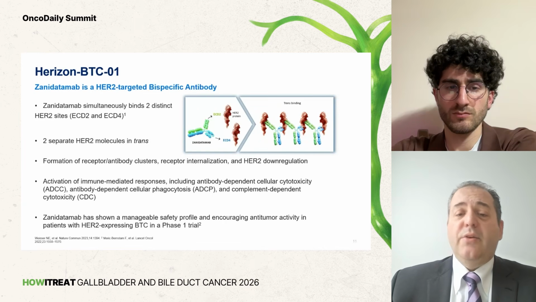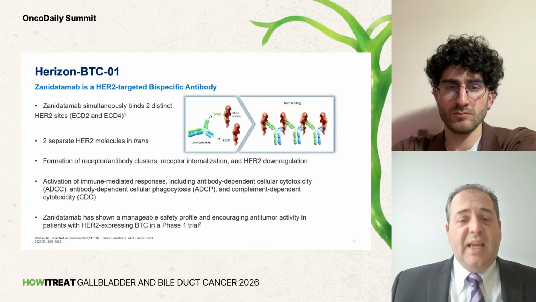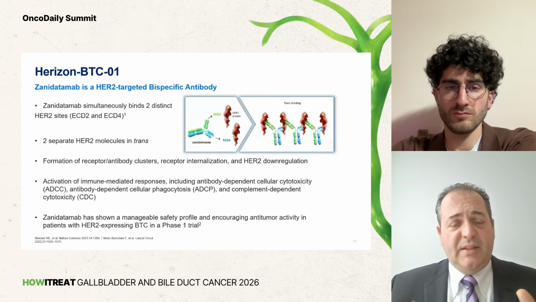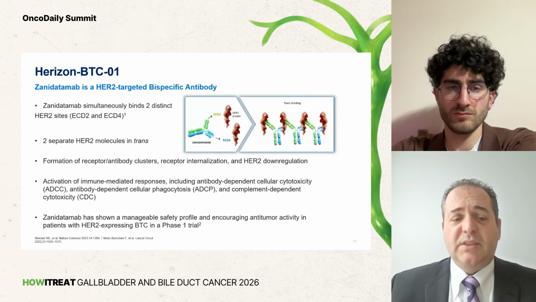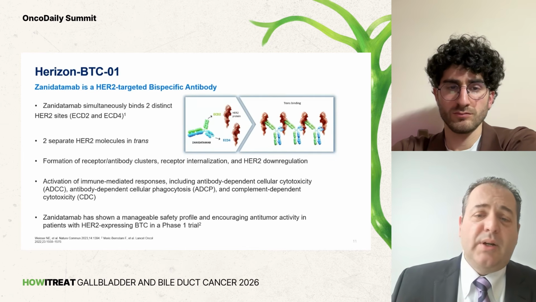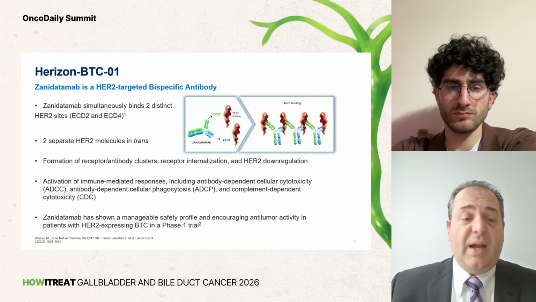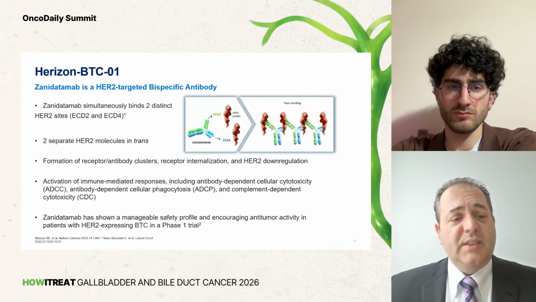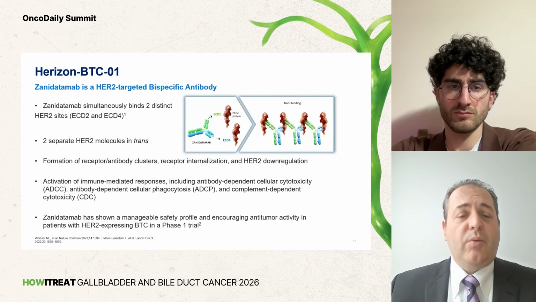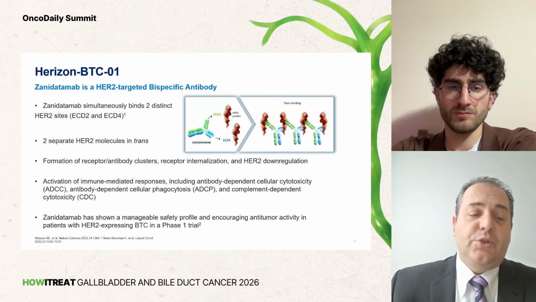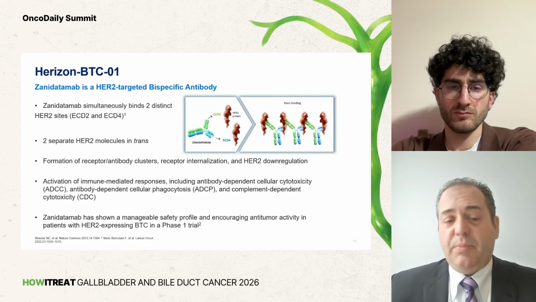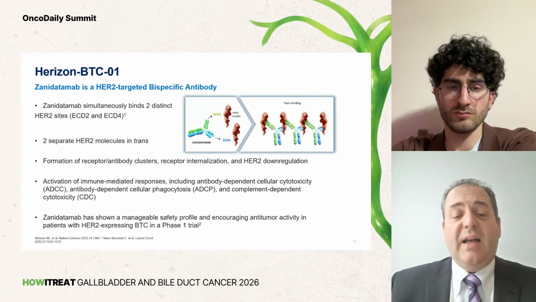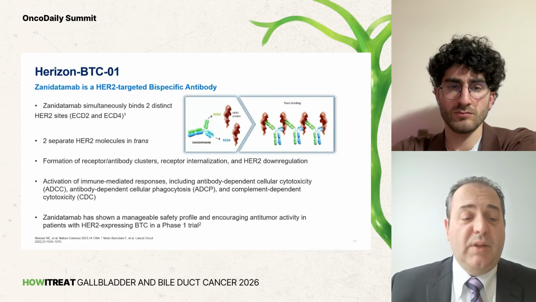And the molecule, as can be seen in the cartoon, has asymmetric antigen binding domains, right? The Fc portions are different size, and this leads to a specific binding that leads to receptor antibody clustering, internalization, HER2 downregulation, inhibition of a pathway, and also appears to activate some immune-mediated responses like ADCC, as well as cytotoxicity related to complement and phagocytosis.